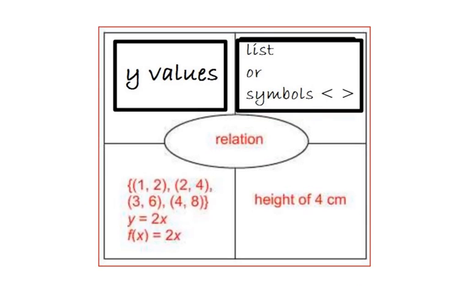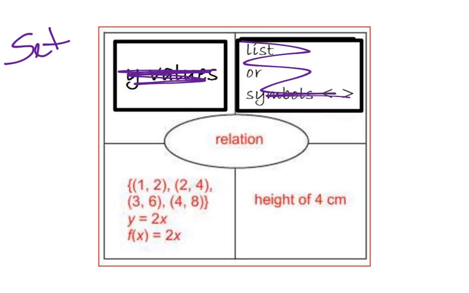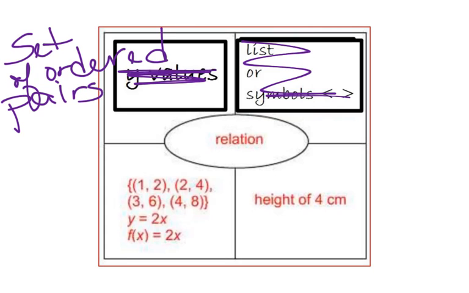Your next word is relation. The definition of a relation is a set of ordered pairs. A relation is a set of ordered pairs.